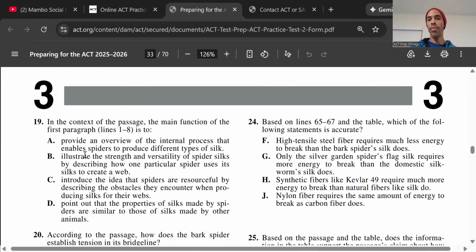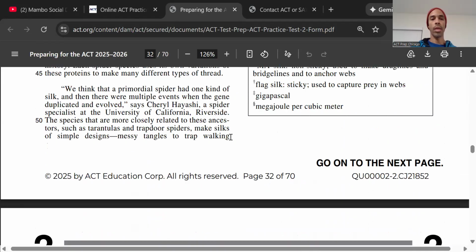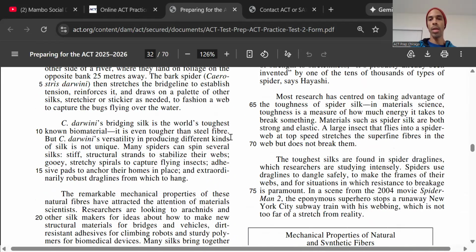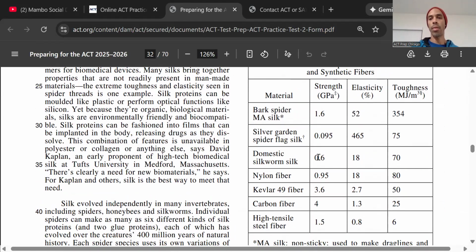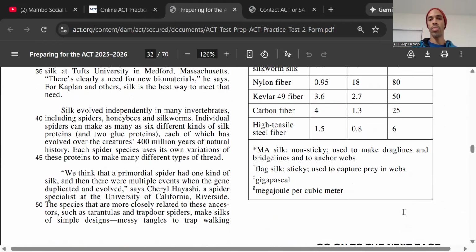All right, 24. Based on lines 65 through 67 and the table, which of the following statements is accurate? 65, 67 and a table. So what does 65 to 67 say? In materials science, toughness is a measure of how much energy it takes to break something. So if something is considered really tough, then it takes a lot of energy to break it.